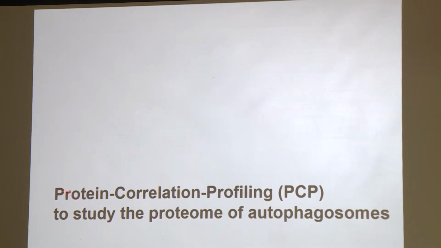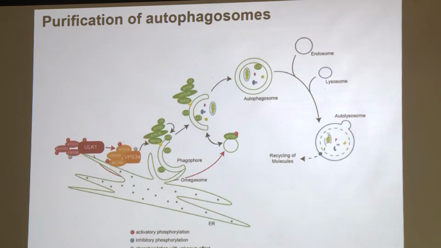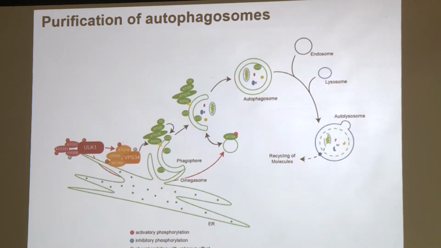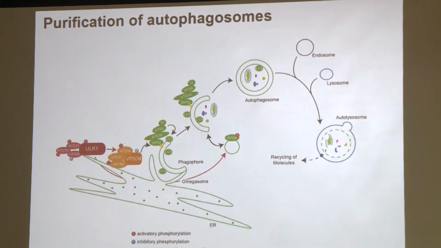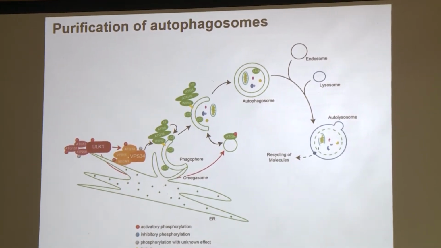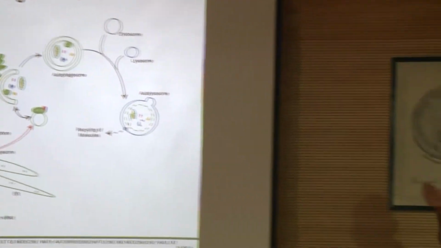I mean, this is a bit abstract, but I think it will get more clear when I show you the respective data. So here we used protein correlation profiling to study the proteome of the autophagosome. This is the same picture I already showed you in the last talk. Here we are interested in this double membrane vesicle. For example, when you starve the cells, they form these double membrane vesicles as a response to starvation. It enwraps cytoplasm, and then this double membrane vesicle fuses with the lysosome and gets degraded. We were interested in the proteome of this organelle, the autophagosome, and we used protein correlation profiling to study it.